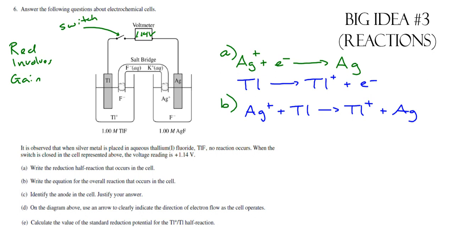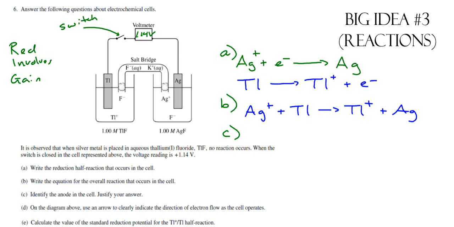Will they always put the anode on the left? No. Nine out of 10 times, yes, but not every time, and it's a dirty trick. I don't know if we have to label it. Oh, I'm going to hold that thought for right now. So C, identify the anode in the cell. Justify your answer. Sorry, the last two were just 1 point each.